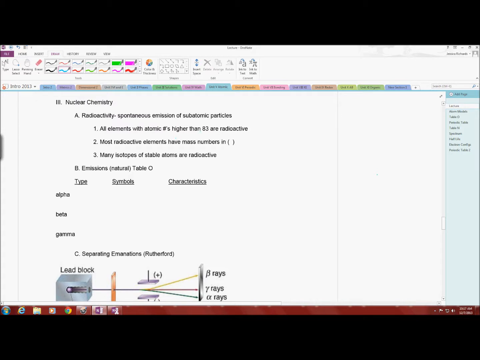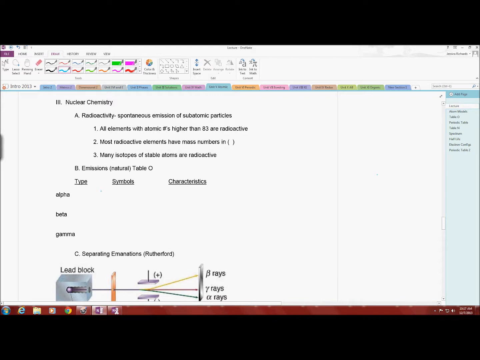So large elements tend to be more radioactive. You get farther away from the 1:1 ratio. Radioactive elements tend to have their masses in parentheses. Some of the isotopes of stable atoms are also radioactive. So if nothing in a multiple choice question has its mass in parentheses or is really, really large, then go to table N and look for those.